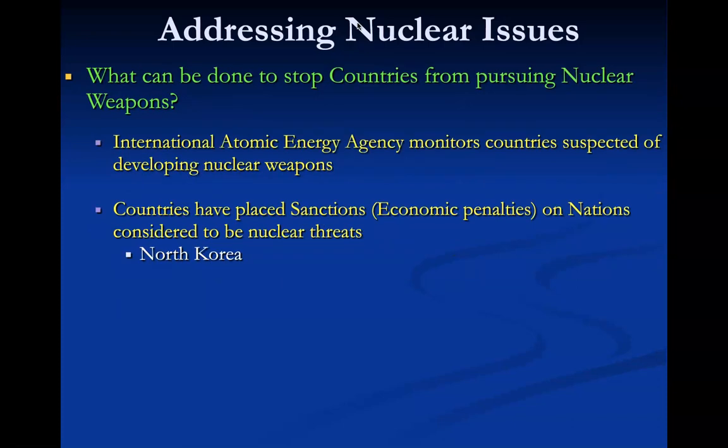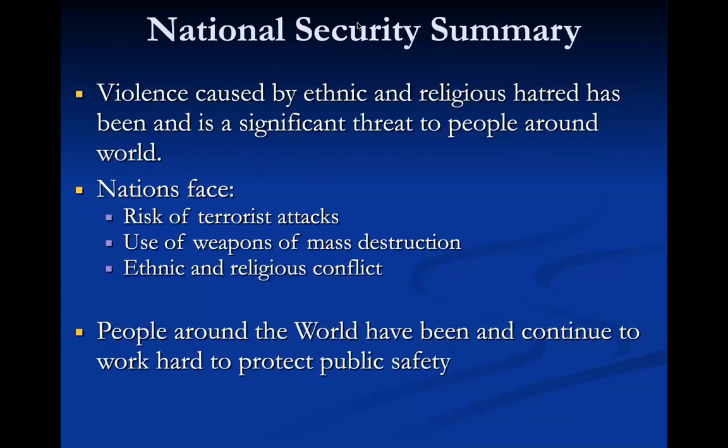So what can be done to stop countries from pursuing nuclear weapons? You have the International Atomic Energy Agency, who monitors countries suspected of developing nuclear weapons. So they monitor like Iran and North Korea. Countries have placed sanctions, so economic penalties, on nations considered to be nuclear threats, which is North Korea. So we don't trade with North Korea because they keep saying they're going to make nukes.